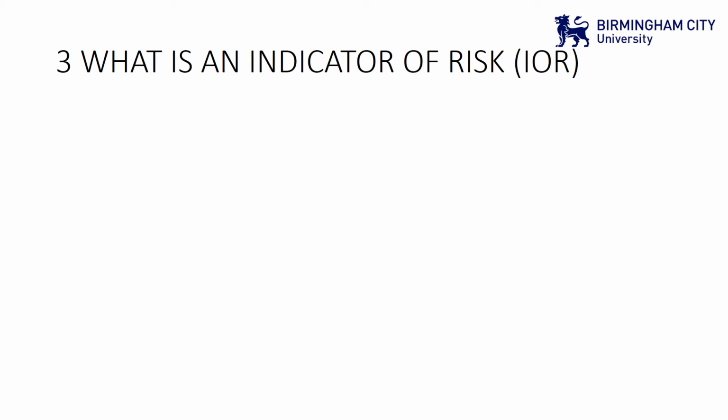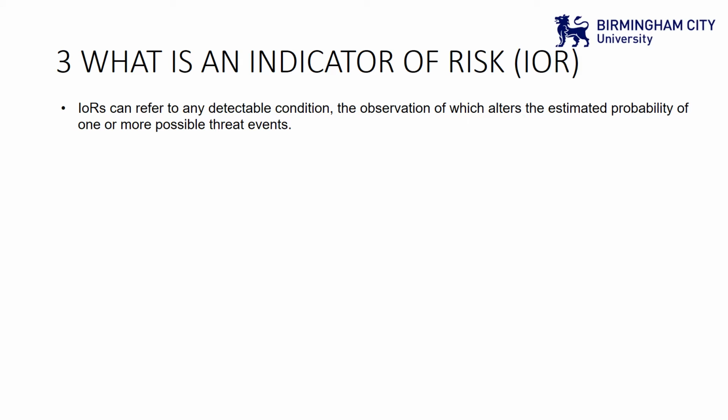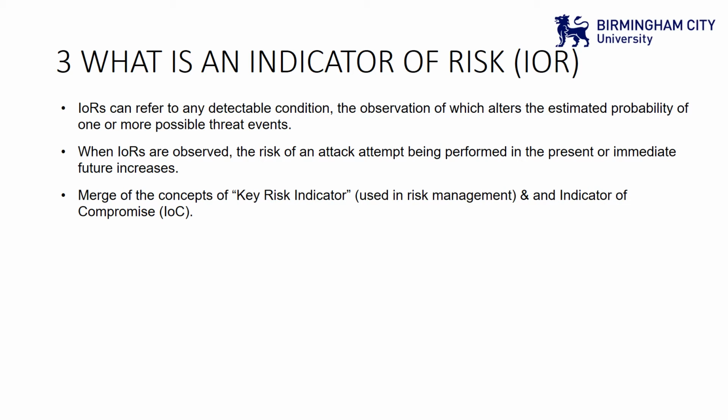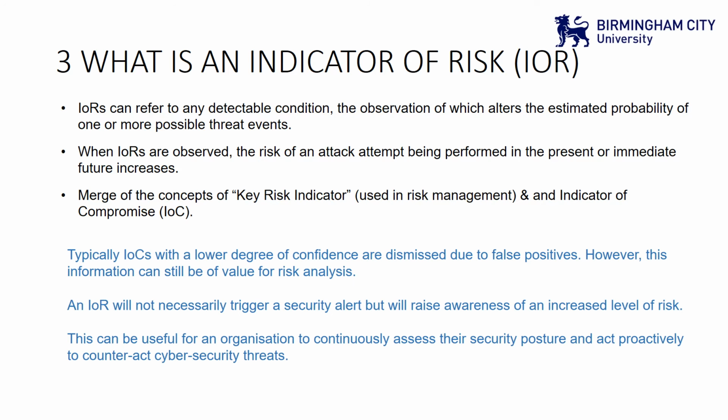So what is an indicator of risk? It is any detectable condition, the observation of which can alter the estimated probability of one or more possible threat events. So when they are observed, the risk of an attack attempt being performed in the present or immediate future increases. This is the merge of the concept of key risk indicator and indicator of compromise. Typically, an indicator of compromise that has a low degree of confidence will be dismissed because it produces too many false positives. However, it doesn't mean that this information cannot be valuable for risk analysis.